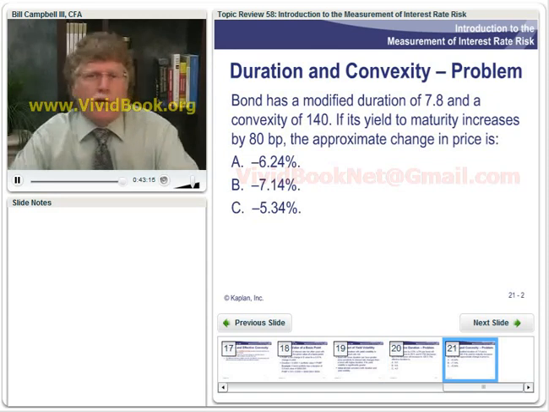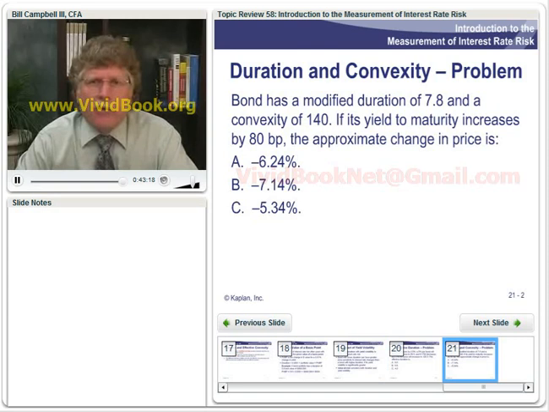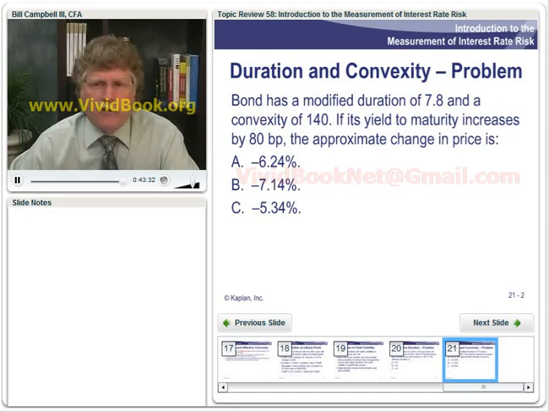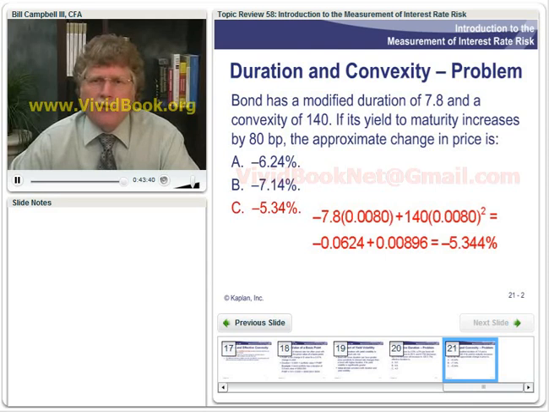Now we're going to use duration and convexity. We have a bond with a modified duration of 7.8 years, a convexity of 140. If its yield to maturity increases by 80 basis points, what is the approximate change in price? Just put the numbers into your formula. Very straightforward. You should be able to do this calculation in 30 to 40 seconds. The approximate price change is going to be 5.34%.